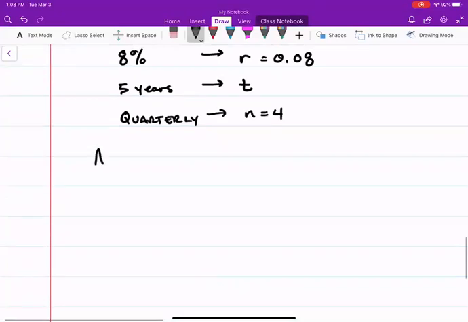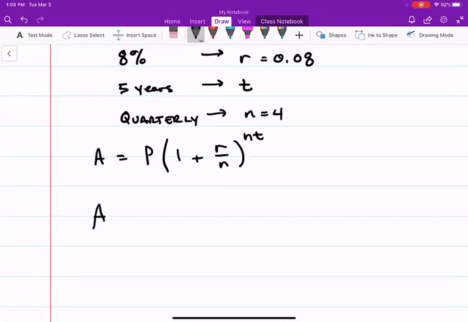So my formula is A is equal to P times 1 plus R over N, raised to the NT power. So A is equal to 10,000 times 1 plus 0.08 divided by 4, raised to the 4 times 5.